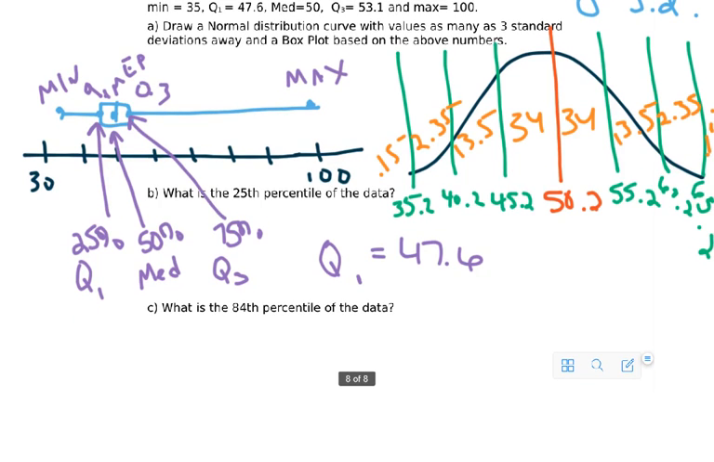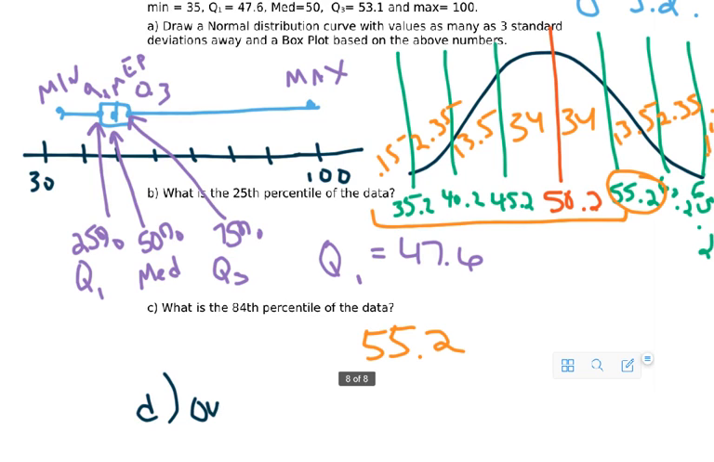All right, in order to find the 84th percentile, one of the things I want to remind you is that on each side of the mean is 50% of the data. I claim if you add these numbers up, you're going to be at 50. So if I'm at 50, and I take this another standard deviation over, 50 plus 34 is 84. Look, I'm at 84% of the data. What number is at 84% of the data? 55.2.